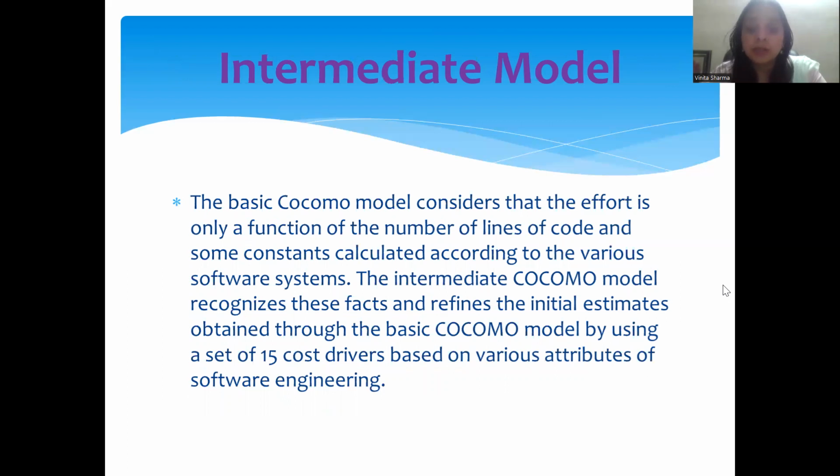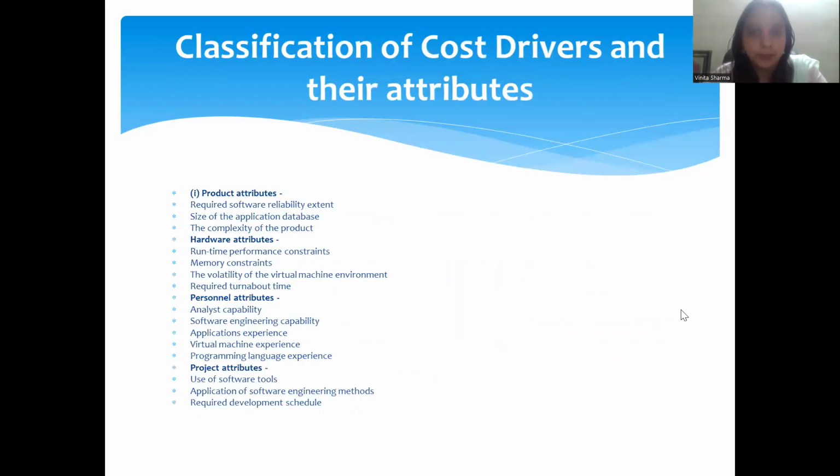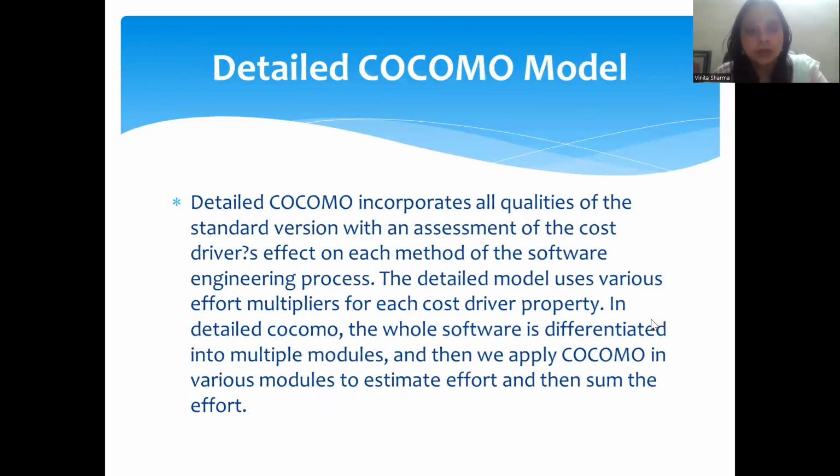The basic COCOMO model considers that effort is only a function of the number of lines of code and some constants calculated according to the various software systems. The intermediate COCOMO model recognizes these facts and refines the initial estimates obtained through the basic COCOMO model by using a set of 15 cost drivers based on various attributes of software engineering. Classification of the cost drivers: product attributes, hardware attributes, personnel attributes, and project attributes. These are the attributes which are used in the cost drivers.